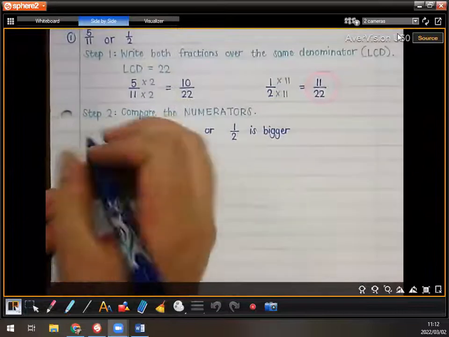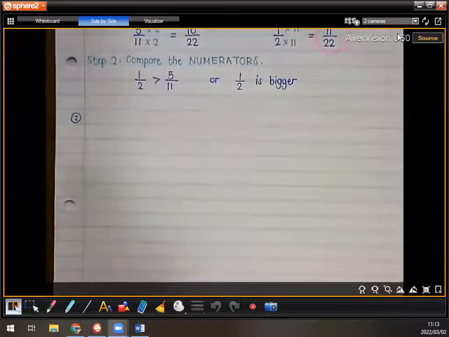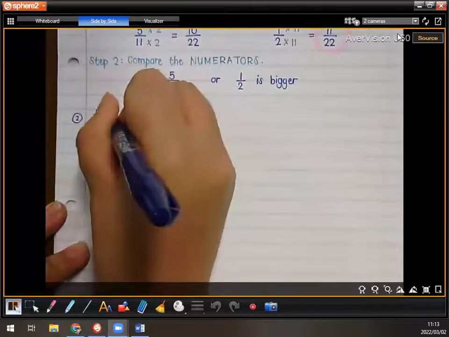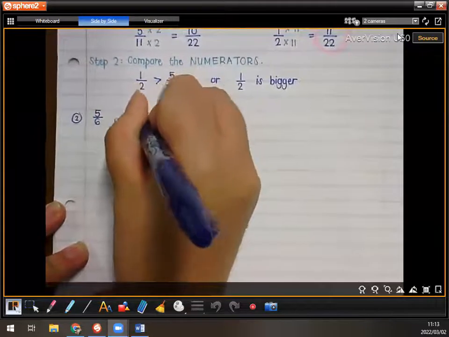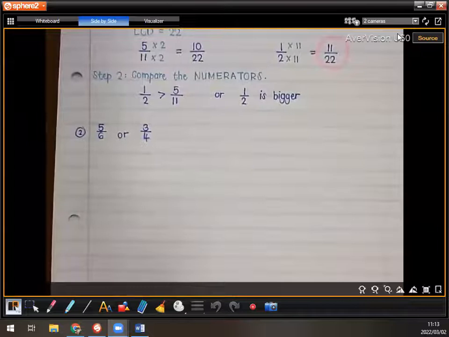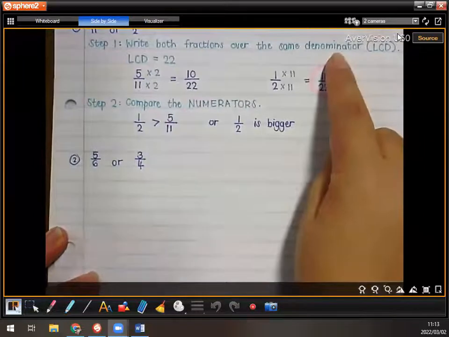Okay, I'm going to let you do one on your own quickly. Number 2. 5/6 or 3/4. So you need to compare those two and you need to decide which one of those two is bigger. So I'm going to follow the same steps that I wrote down here.